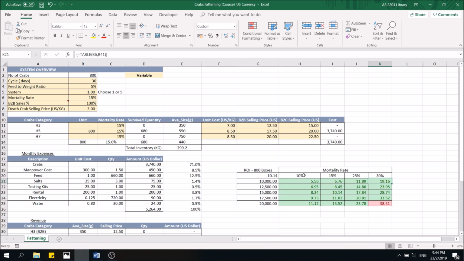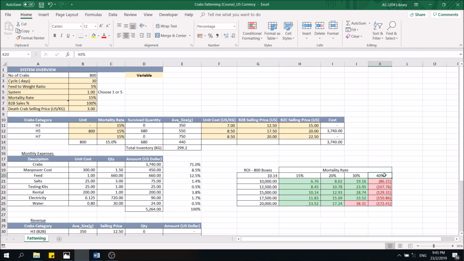So you guys can play around with the mortality. Basically I can change here 15%, 20%, I can change to 30% and 40%. So now you see when the mortality rate goes beyond 40%, basically you will not get break-even because you are losing all the money in one cycle.